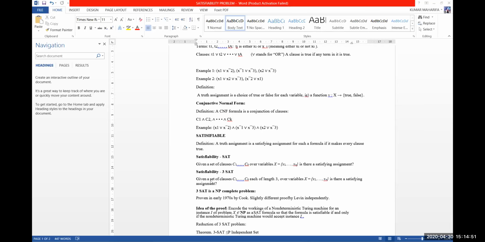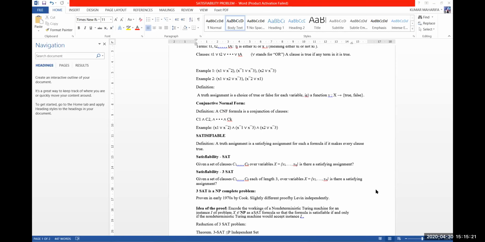So the definition is: given a set of clauses C1 up to CK, each of length 3, every clause should contain 3 variables, either in the original form or the negation. It may have x1 or x2 bar or x3 bar, or whatever it might be. But the length should be only 3 over the variables x1 up to xn. Is there a satisfying assignment or not? Okay, so that was the question.